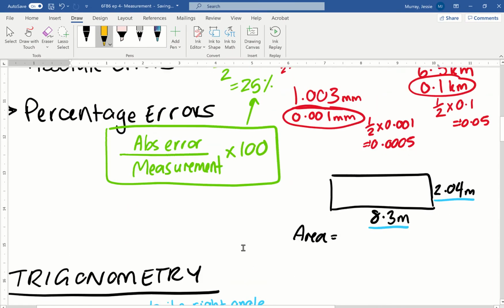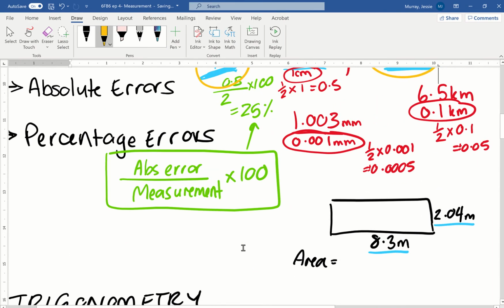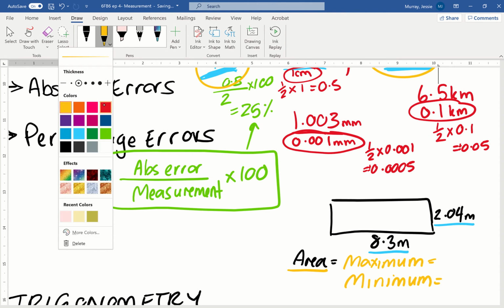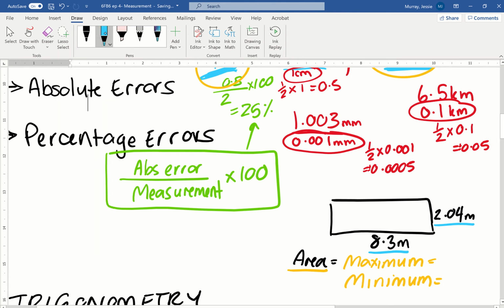So instead of saying the absolute error, the more common question they're going to ask in terms of your area is, what is the maximum possible area or what is the minimum possible area for this swimming pool? So the maximum possible area is just your upper limit of the values. The minimum possible area is your lower limit of the values. So let's think about this. What you want to do is do them individually first, okay? So the first thing I would do is find what my upper and lower limit is for each measurement.